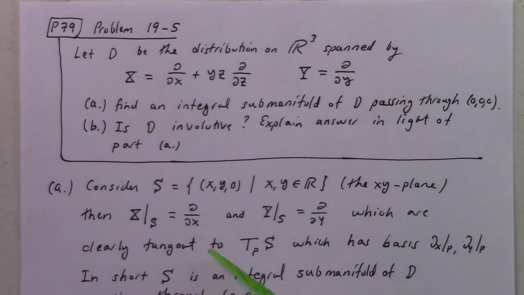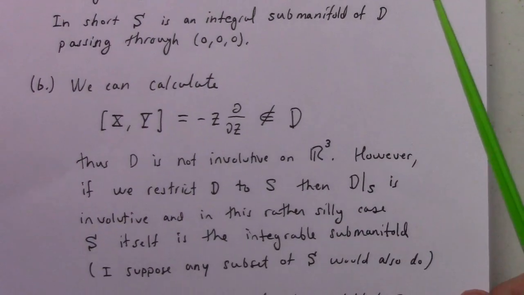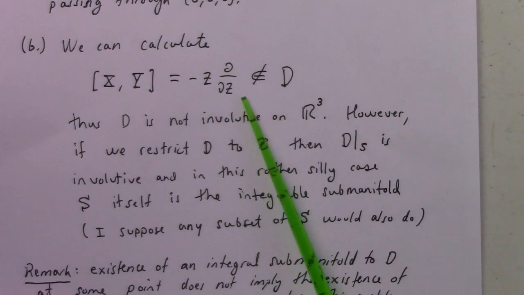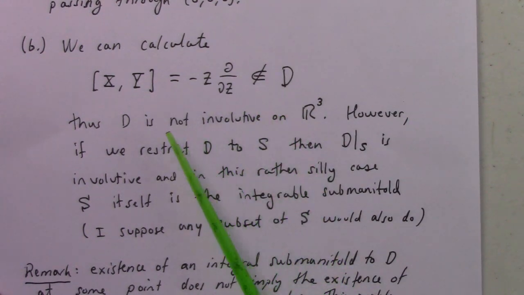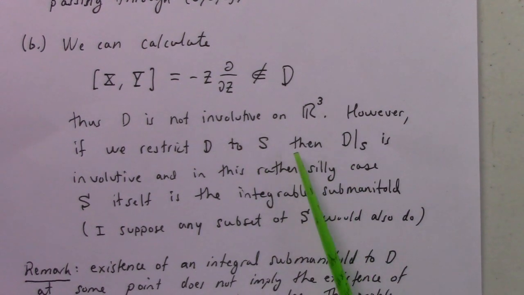So like the xy plane, if you look at it, restrict x and y, you get partial x, partial y. Of course, those are tangent to the xy plane, and so that makes the xy plane an integral submanifold passing through 0, 0. The point of this, though, is that if you calculate the Lie bracket, you get minus z partial z, which is not in the distribution. Therefore, D is not involutive. It fails the Lie bracket closure condition.